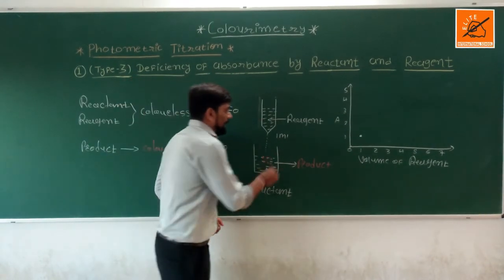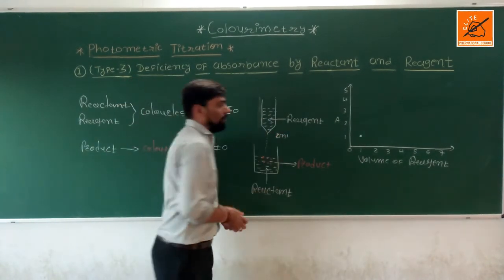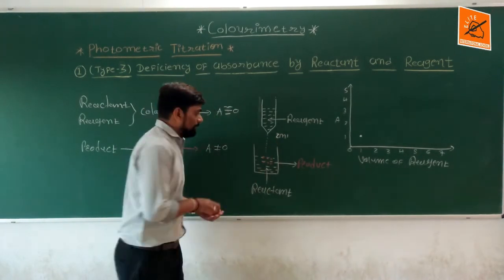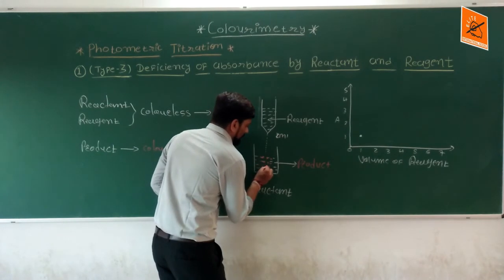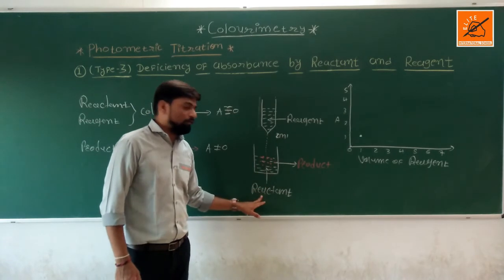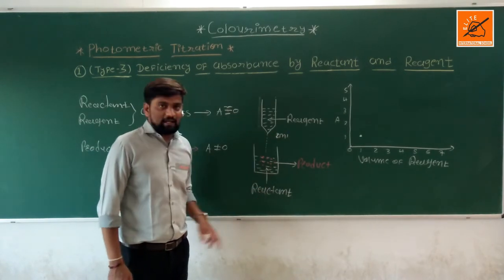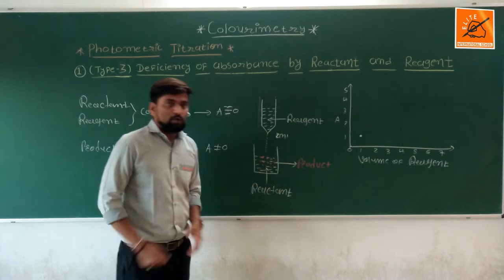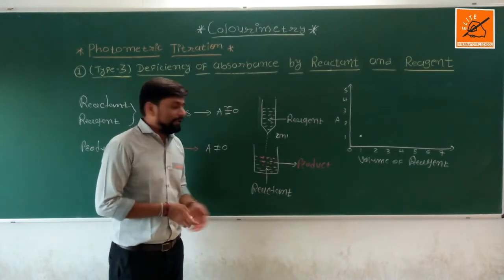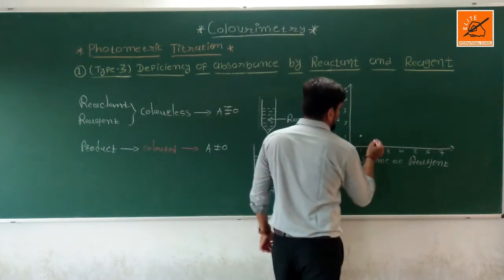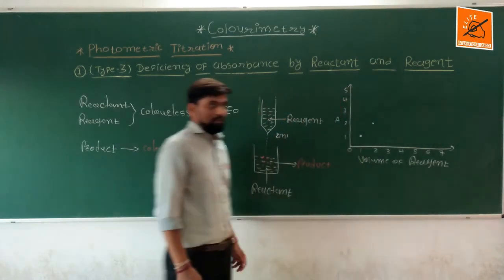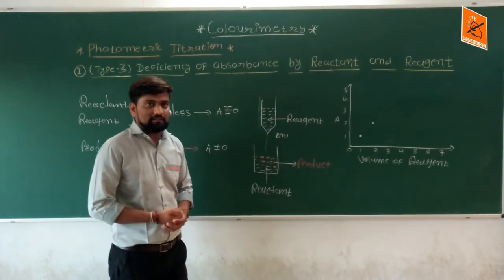Then we add another 1 ml of reagent, so a total of 2 ml of reagent is added into the flask. So the product will also increase. Whenever 2 ml of reagent is added, the reactant and reagent react with each other and convert into the product, increasing the concentration of product. So here, suppose it gives 2% absorbance value, because the product is a colored compound.